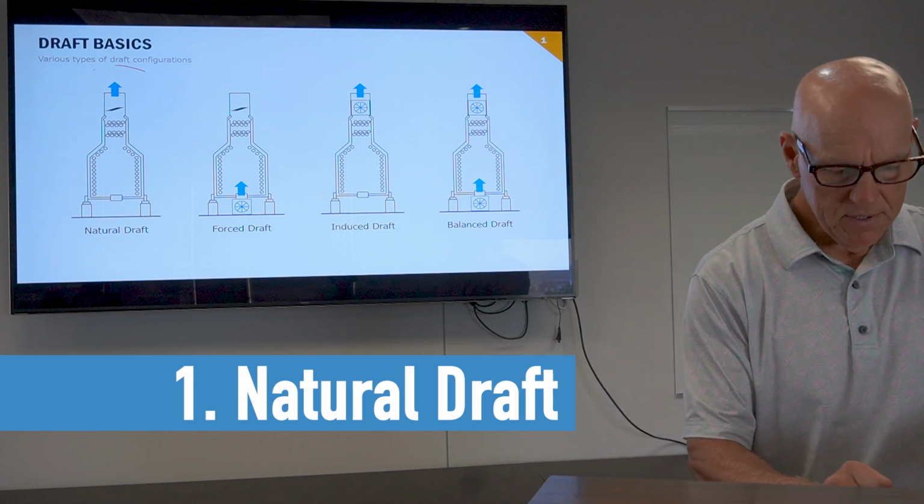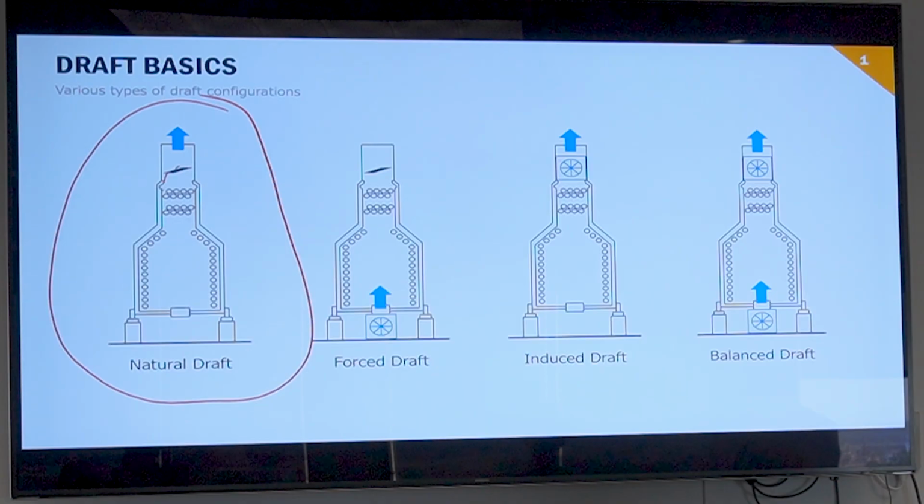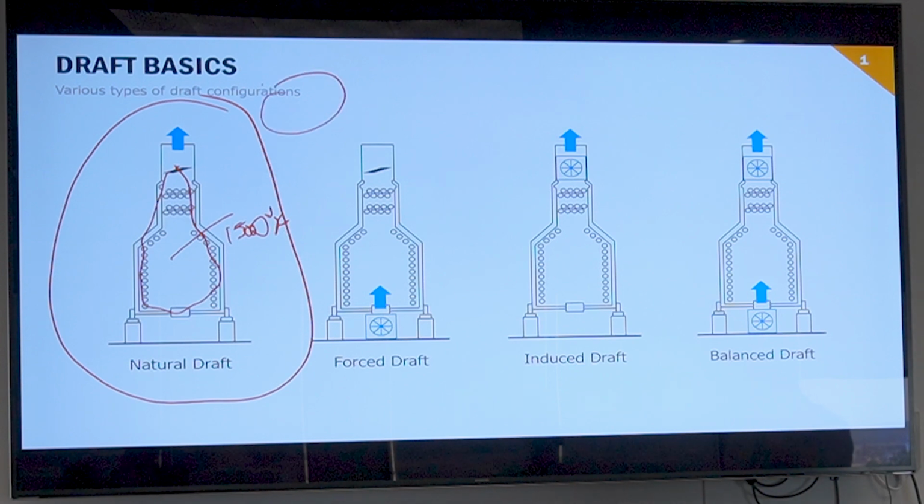Natural draft is this guy, and it simply uses the buoyancy effect of heated air. Inside of this heater, I've got heated air or flue gas that might be at an average temperature of, let's say, 1500 degrees. At 1500 degrees, the density of that gas is much, much lower than the density of the air outside. As I have elevation change, let's say 100 feet, the atmospheric pressure here is different than the atmospheric pressure at this location. Obviously at the base is higher than the atmospheric pressure here. So I have two different pressures acting on this buoyant gas.